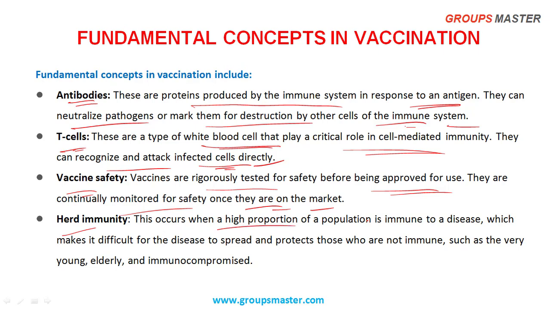This occurs when a high proportion of a population is immune to a disease, which makes it difficult for the disease to spread and protects those who are not immune, such as the very young, elderly, and immunocompromised.